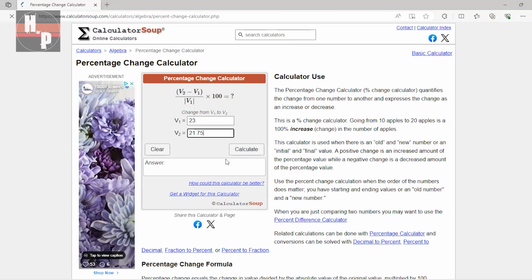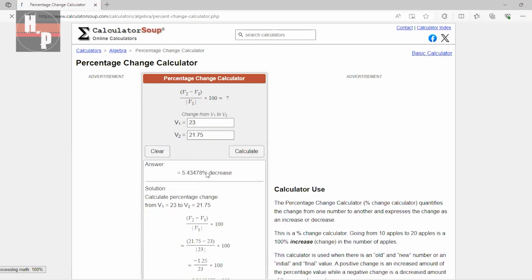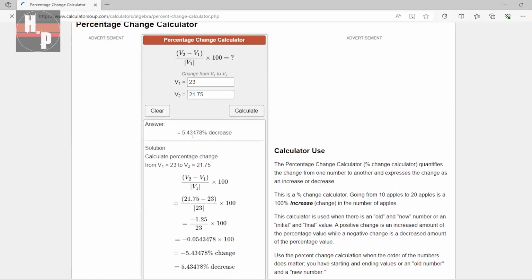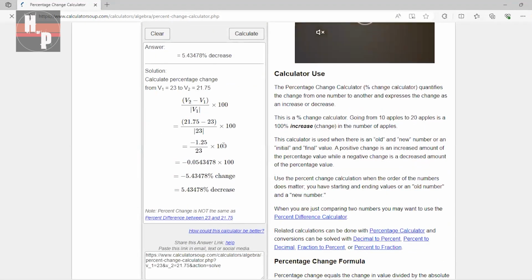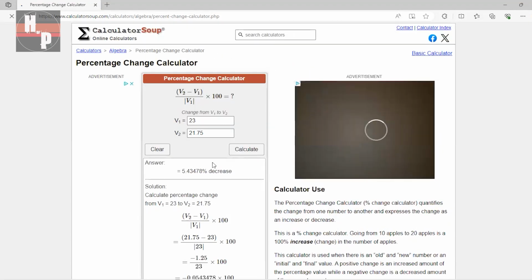Let's use the 21 3/4, and then all you have to do is hit calculate, and then it gives you that percentage of decrease, 5.43%. And down below, it walks you through the entire math process. So it's a lot faster than figuring it out by hand, and this is what I typically use when trying to figure out any percentage of change. And there you have it. With these few easy steps, you can customize any template or pattern to your own specifications.